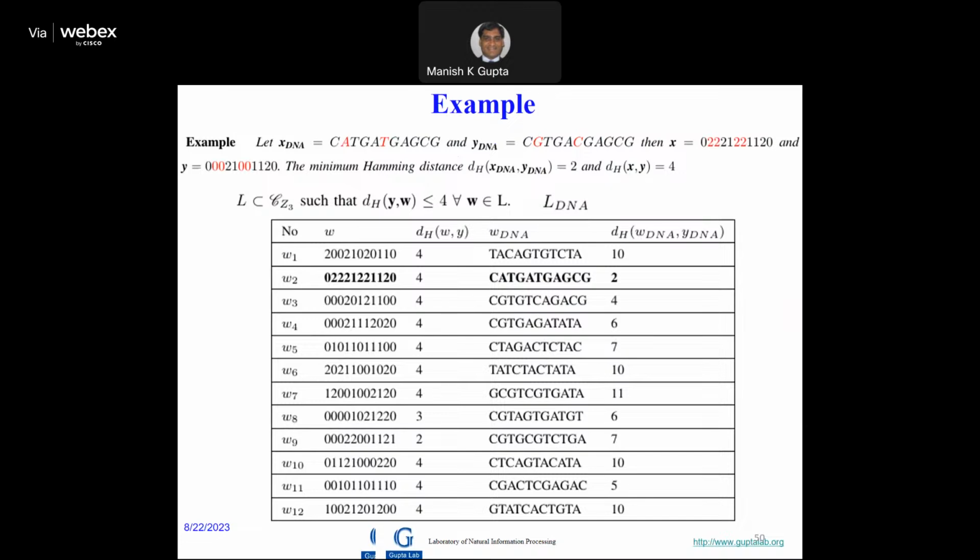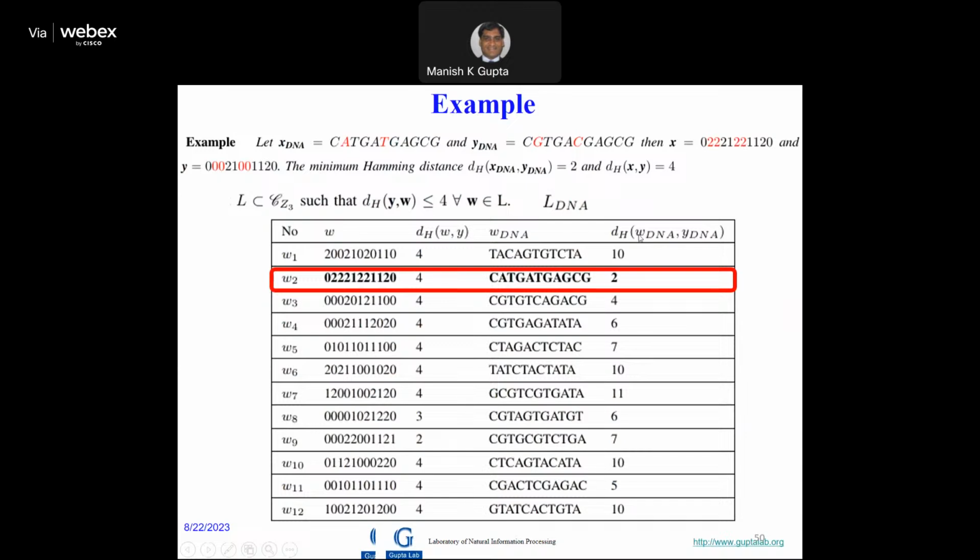I will not be able to correct it using the ternary code because the ternary code has distance 5, right? I will not be able to correct 4 errors, right? Here actually, this map is allowing us to correct that. So what is happening here? You see that this is the set of all vectors, and you see all other vectors have distance more than that between WDNA and YDNA.